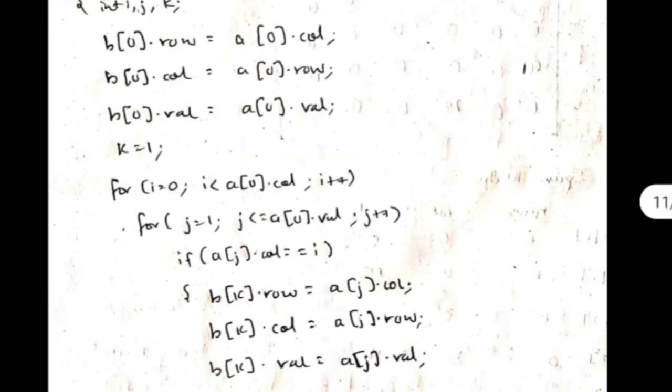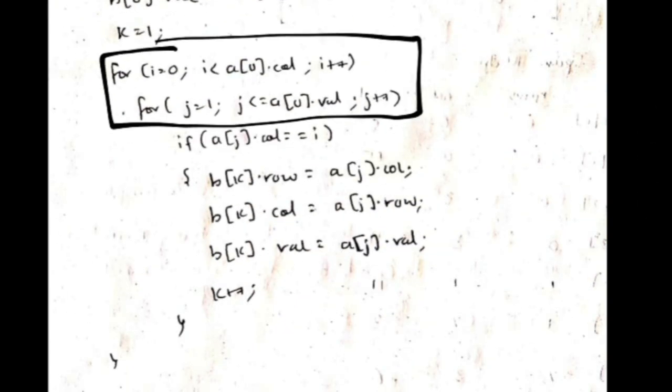Okay, so we will start from here. We will use two for loops. In each for loop what we will do is a of j dot column is equal to i. So see here, this is an array. Okay, this is the a array.